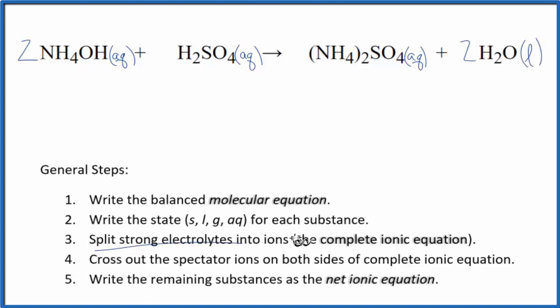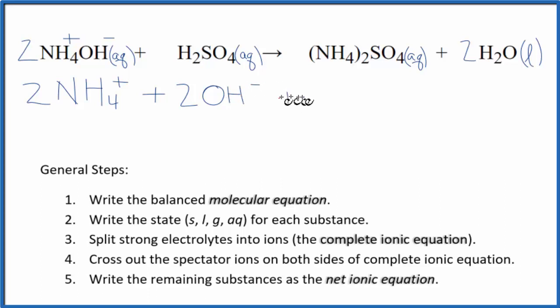Now we can split the strong electrolytes into their ions. That'll be the complete ionic equation. So we have NH4, the ammonium ion, has a 1 plus ionic charge. Hydroxide always has that 1 minus ionic charge. 2 ammonium ions, and I'll write aqueous at the end. And then 2 of the hydroxide ions.